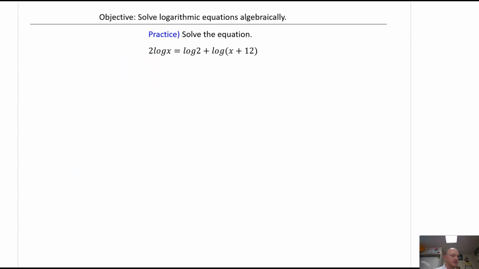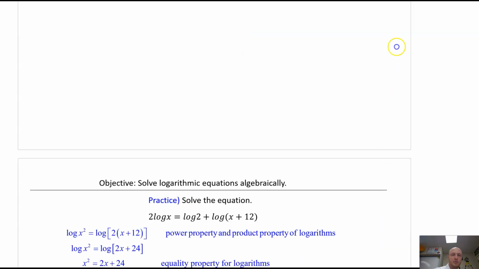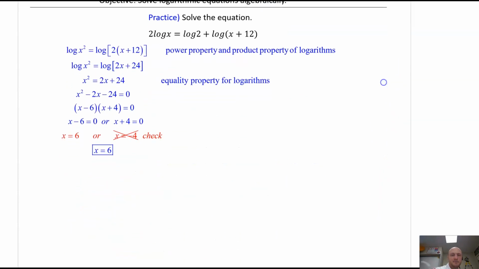All right. Here is another practice problem. Please pause the video, try this one. Okay, hopefully you paused it. In this case, we get x equals 6. We're going to go ahead and throw out the negative 4.